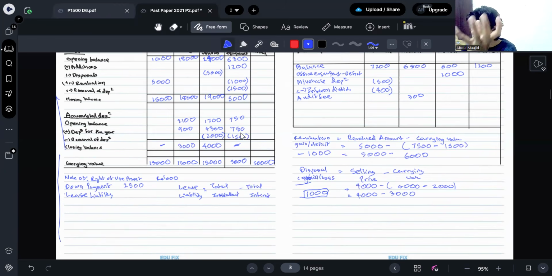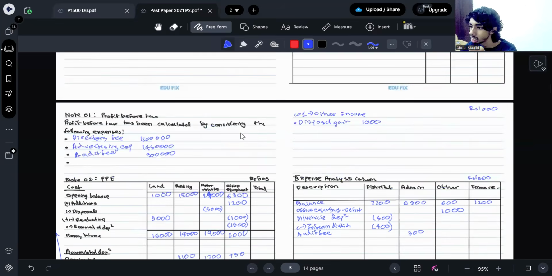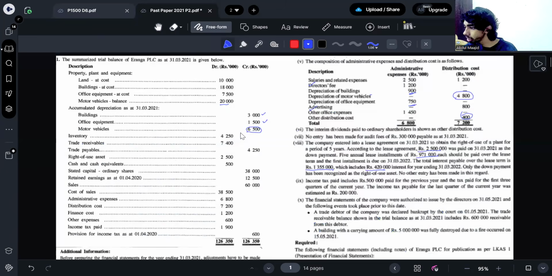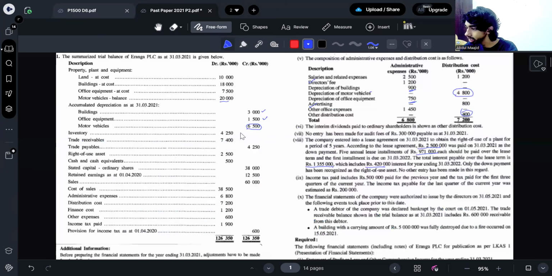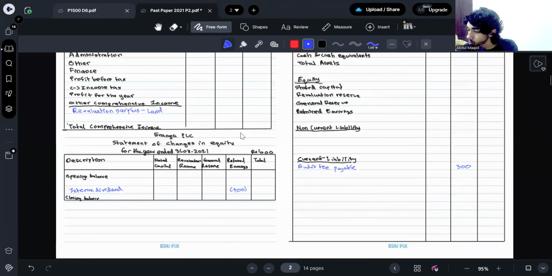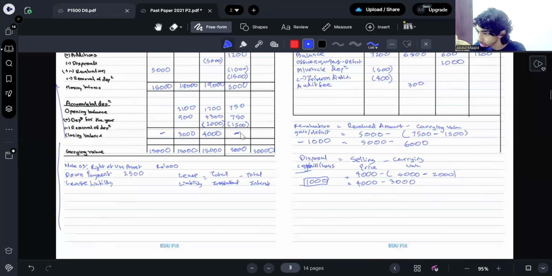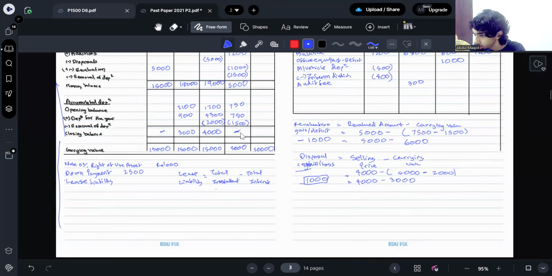Okay. Now we know that installment includes interest, right? Now here the installment for 1 year is 971,000. We have to pay this installment over a period of 5 years. Then the total installment you have to pay for all 5 years together is 4 million. You have to multiply that by 5. 4,855,000. I'm writing it in thousands.